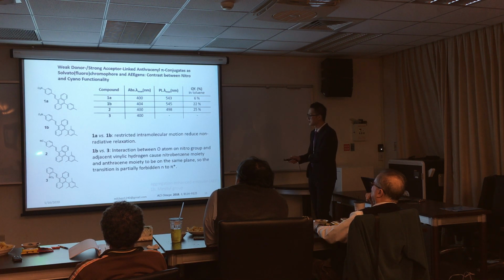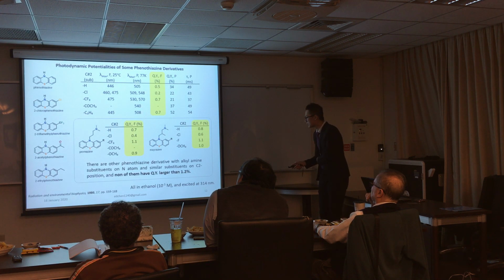Compare 1B and 2, it just changes the electron withdrawing group, so the quantum yield doesn't change much. And compare 1B and 3, the interaction of the oxygen over here with the vinylic hydrogen over here causes this part, except the mesityl part, this whole part to be on the same plane. So again, it's a non-bonding to pi star forbidden transition, so it's non-fluorescent.